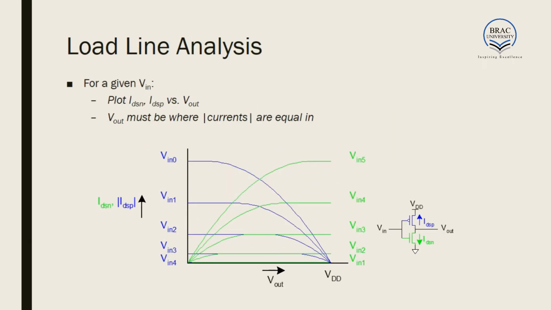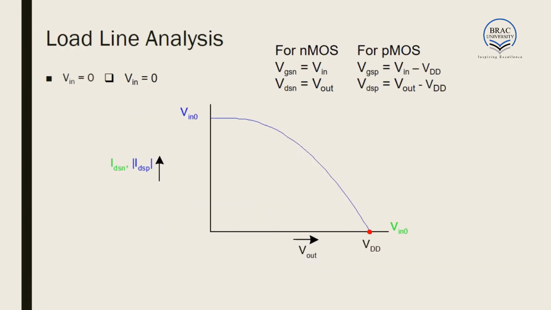Now, for load line analysis or graphical analysis, we will be taking a particular value of Vin. We will be calculating Vout and currents. One thing to be noted is that Vout must be where the currents are all equal, because we have to satisfy KCL. So at every point we will be considering the places where the currents are equal. Now let us look at the load line analysis.